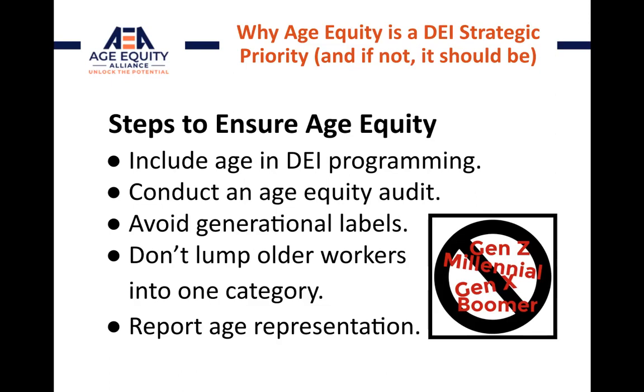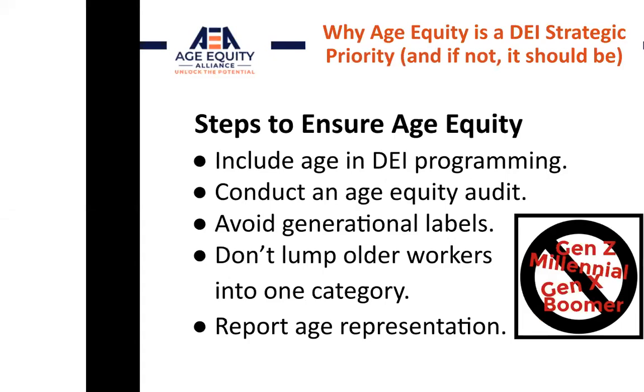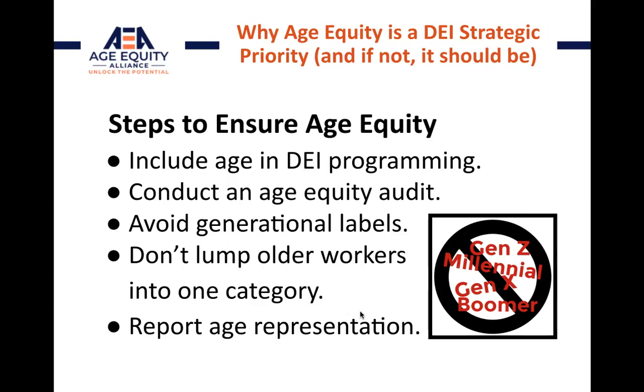Don't lump older workers into one category, like 40 and older. Call the ages what they are. Refer to specific age ranges if necessary, or default if you need to tenure brackets. So 30 to 39 or 60 to 69, for example. Report age demographics as a demonstration of your age IQ. Be transparent. Your employees appreciate that. Prospective employees appreciate that. Customers and stakeholders appreciate that.